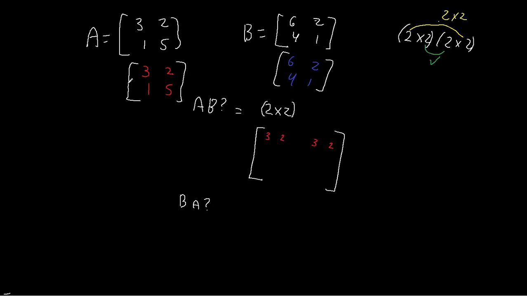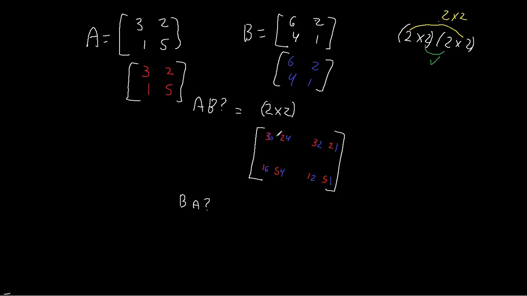For the second position, we take the second row of A. So we're going to have a 1 and a 5. And then now we multiply those, right, the row vectors times the column vectors of B. So we're going to have a 6 and a 4, a 6 and a 4. In the second column, we go with the second column vector of B. So that's going to be a 2 and a 1, and a 2 and a 1.